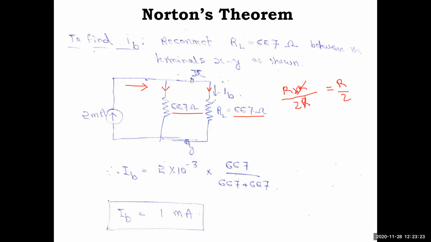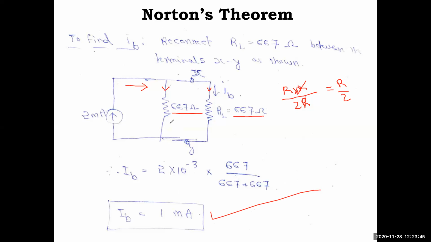But what we want here is the current. So I'm applying the current division rule. 2 into 10 to the power minus 3, times the opposite branch, 667 divided by 667 plus 667, which is 667 over 2 into 667. So 667 cancels out, 2 by 2 is 1, and milli is as it is. So you got IB equal to 1 milliamp.